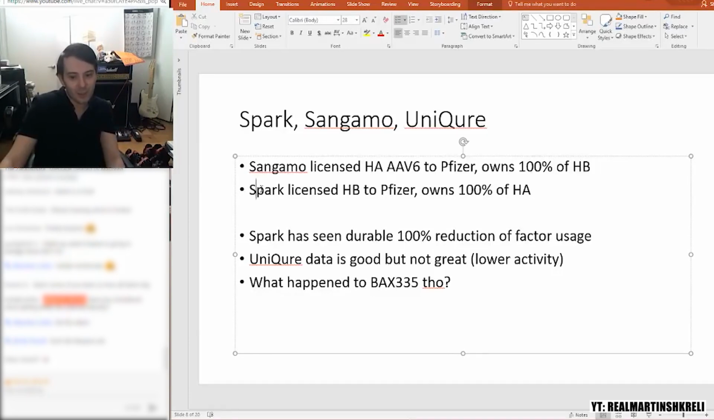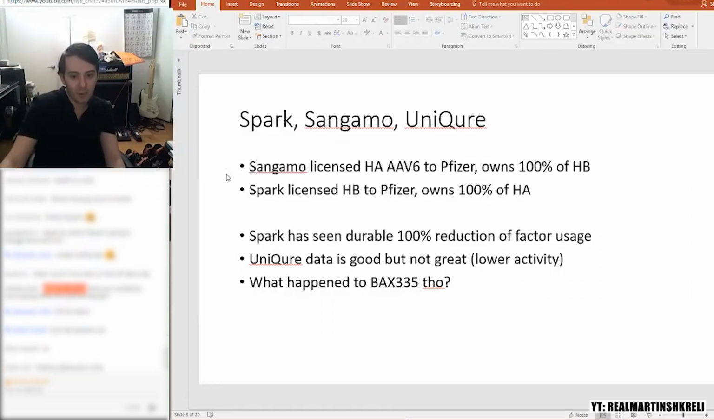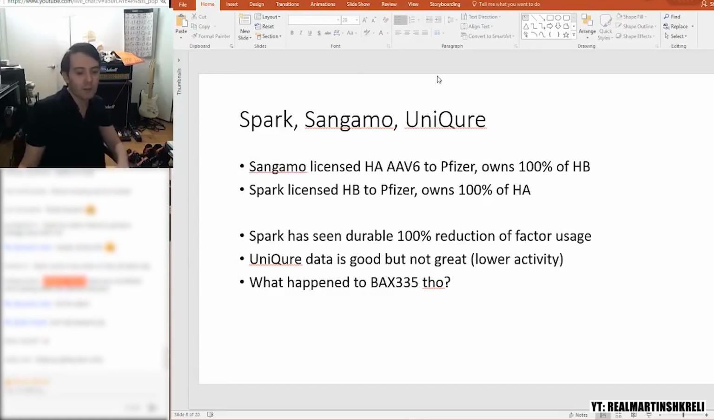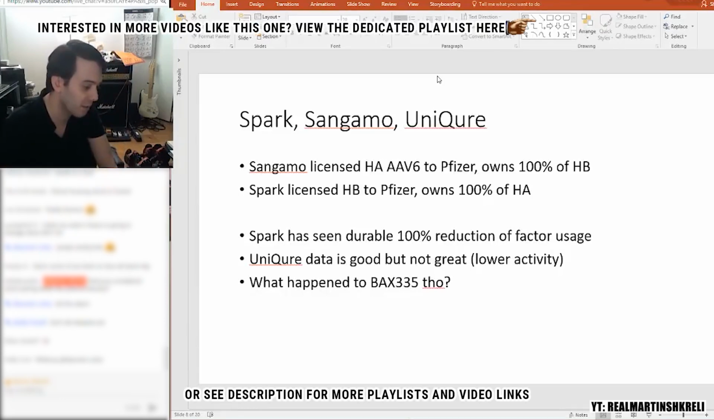So Spark actually still owns 100% of their hemophilia A drug, and Sangamo actually owns 100% of their hemophilia B drug. And I could see both of these companies be acquired for much, much higher stock price than where they're at now. Also, uniQure is sort of a dark horse here. It's trading at close to zero enterprise value, so I actually kind of think it's still pretty attractive.